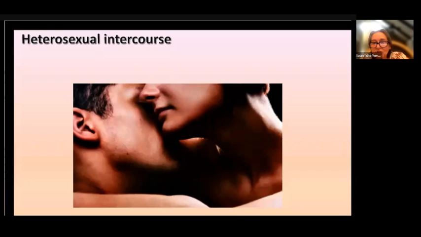Vaginal lubrication starts, and the woman's breasts can even become fuller, and the vaginal walls start to swell. The man's testicles also start to swell. His scrotum tightens, and he begins secreting this pre-ejaculate lubrication that we talked about.